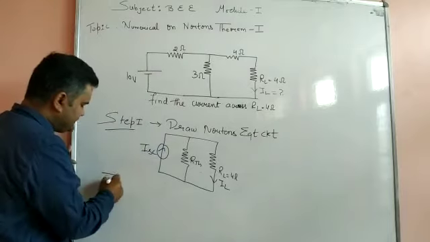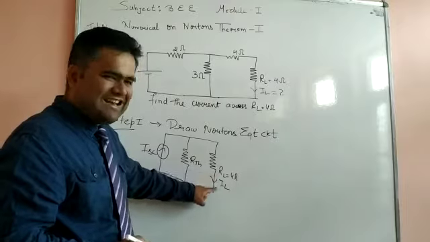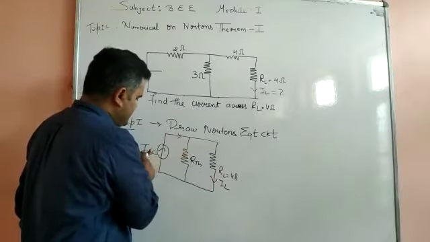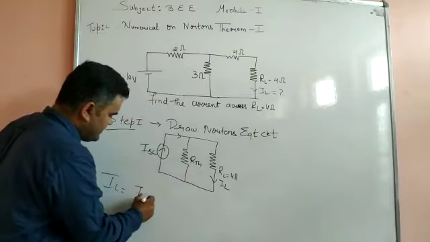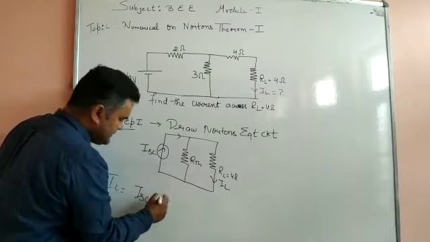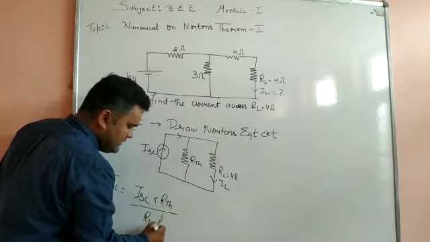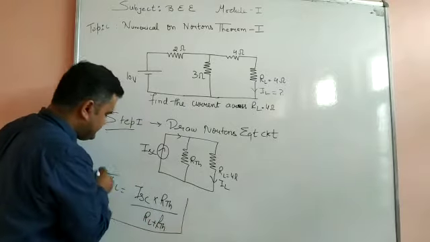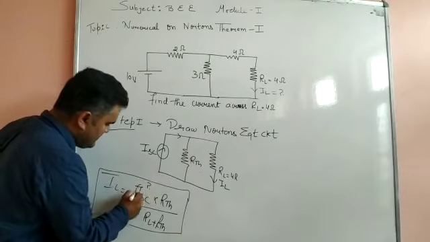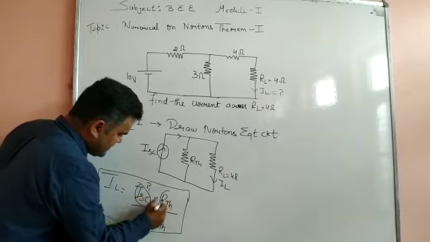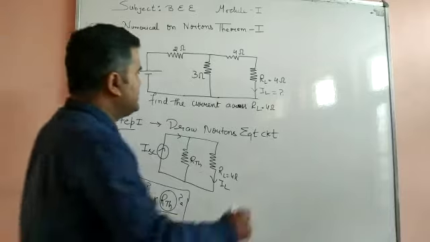Now what is IL? According to the current divider rule, the current across RL is equal to, let us suppose this is the incoming current to the two parallel branches, the formula is incoming current into resistance of the opposite branch divided by the sum of both the resistances, RL plus RTH. Now this is the aim. This is question mark number 1, and this is question mark number 2. We have to find question mark number 1 and question mark number 2.